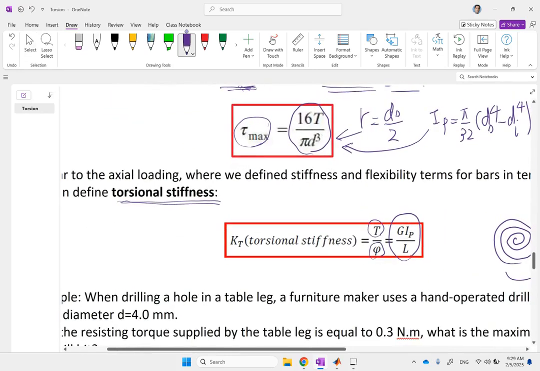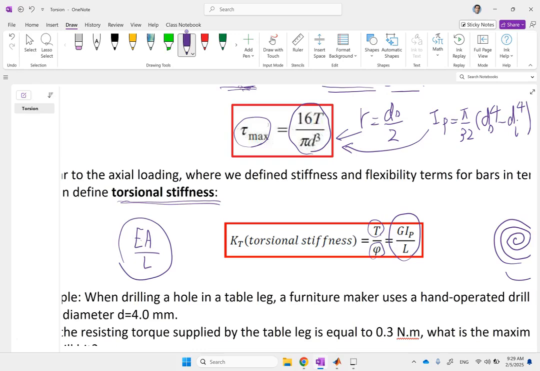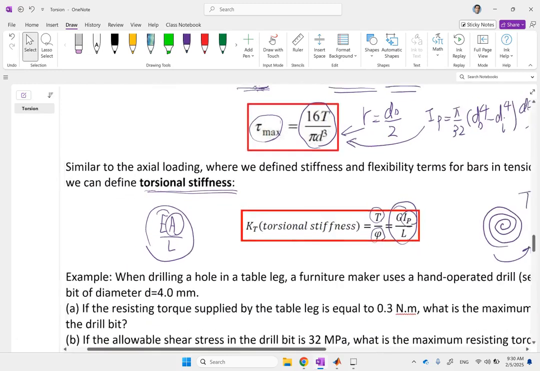Okay, remember for axial loading, it was what? It was E A over L. That was the axial stiffness or spring constant. This is the torsional spring constant. You see in both of them, L is in the denominator. So shorter elements will have better stiffness. And instead of E, we have G because that was axial loading and this is torsional loading. And we had A for geometry. Here we have I_P for geometry. So you see they are very, very similar.